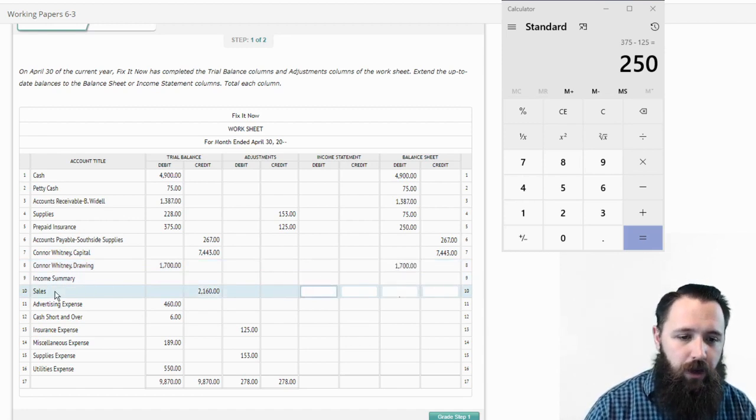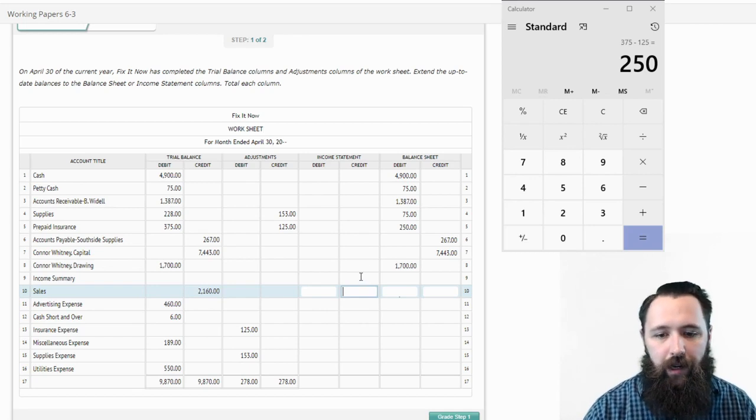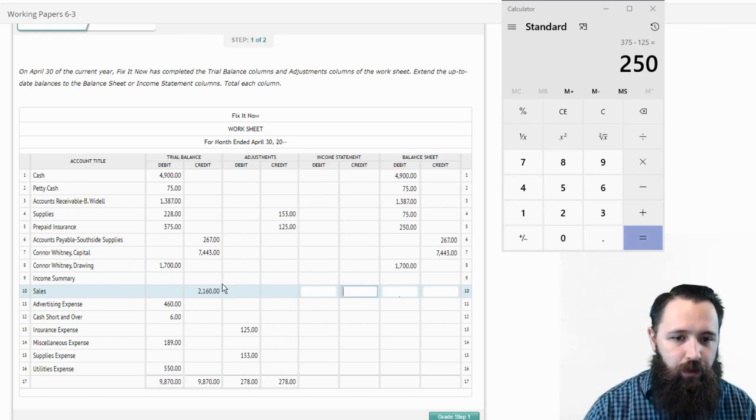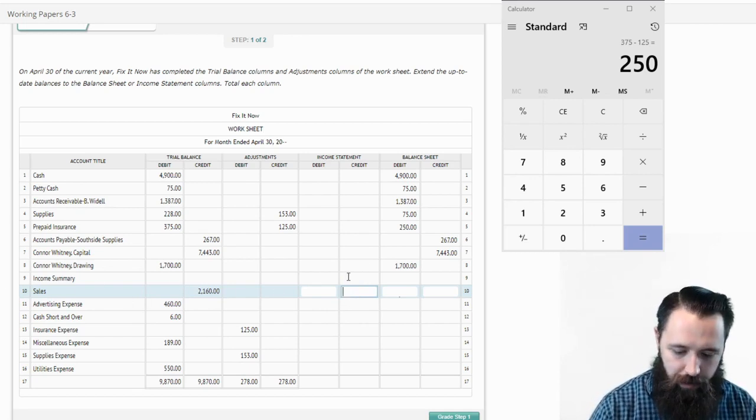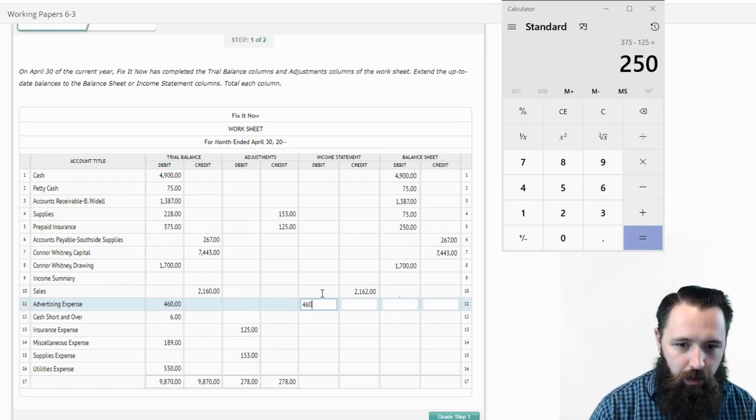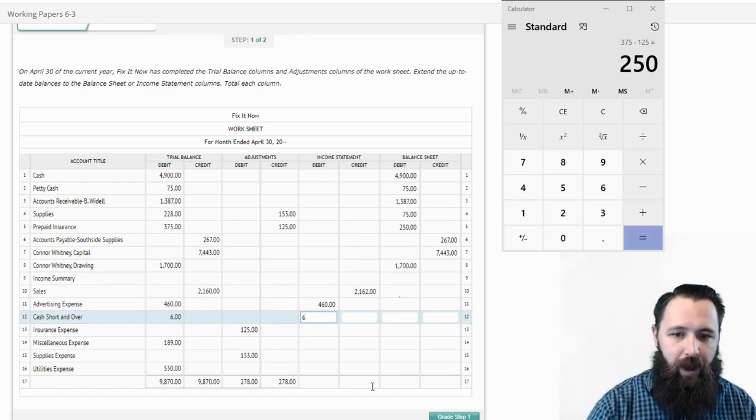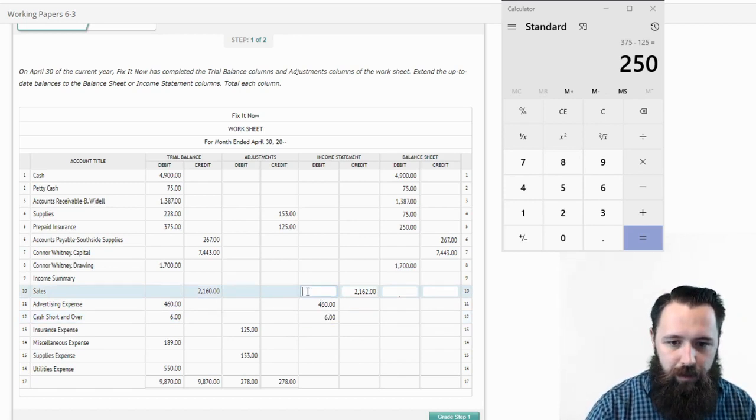And over here, we start getting into some of our income statement accounts that we're going to have to extend over to our income statement. So we have sales of $2,162, which is a credit. So let's move that over to our income statement credit column, extend it. Advertising expense of $460 as a debit. Cash short and over is an expense. Remember, that's an expense that we have. So it's $6 here as a debit.